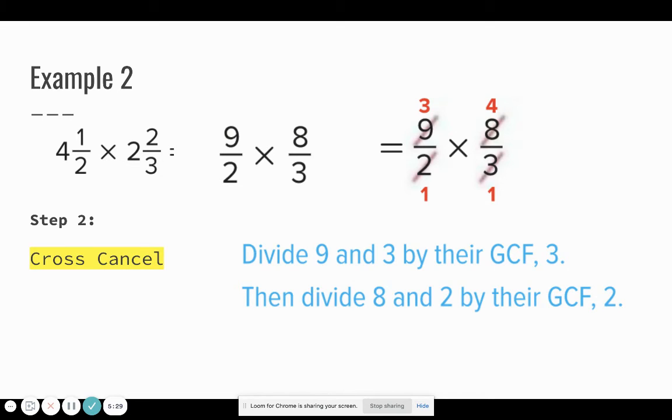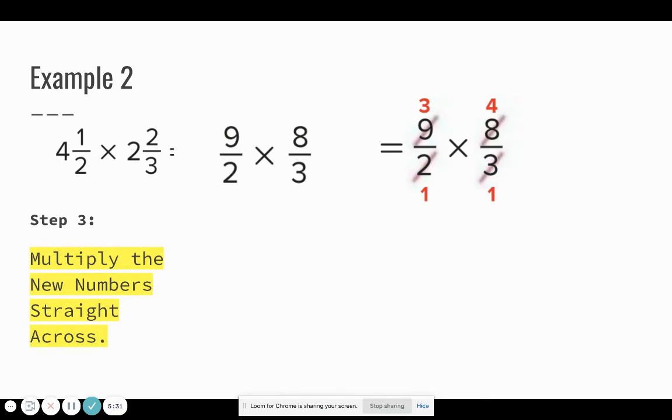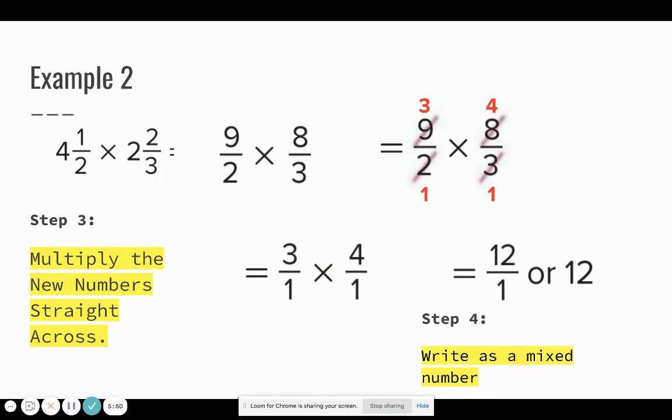I have a whole new fraction now. I've got 3 over 1 times 4 over 1. I've already reduced. And really, if you think about it, that's just 3 times 4, or 12 over 1, which, written as a mixed number, is just 12.